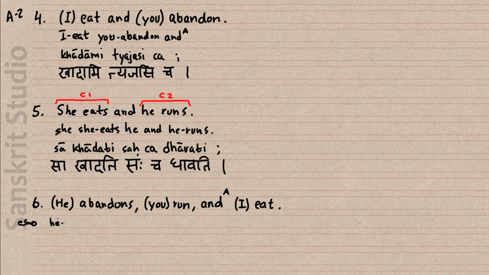So we have only implicit subjects here, which are in the verb itself. He abandons, you run, and of course in Sanskrit we don't have any commas. You run, and I eat, but the and goes there then. But we do specify it there, so it's an A. He abandons, you run, I eat, and.